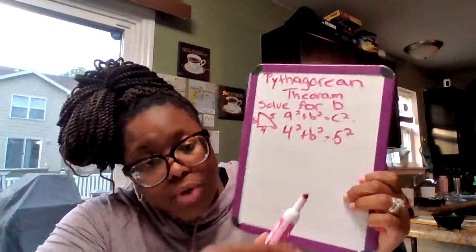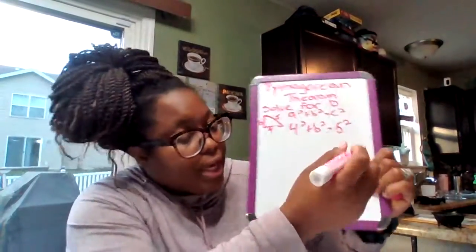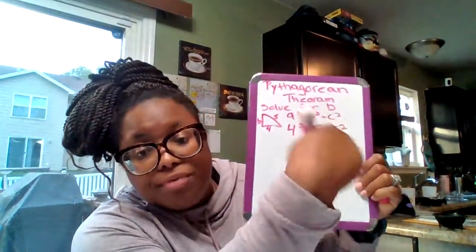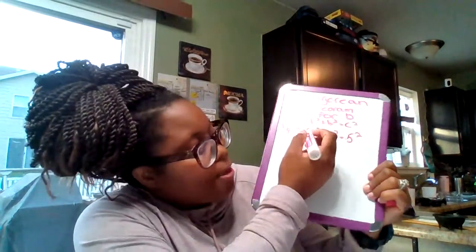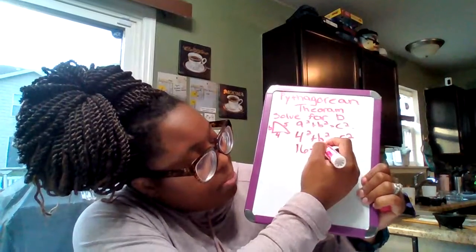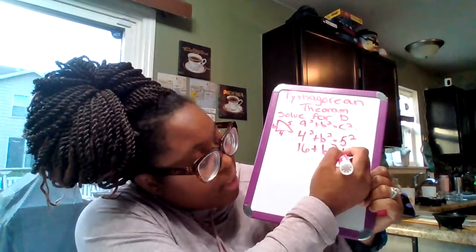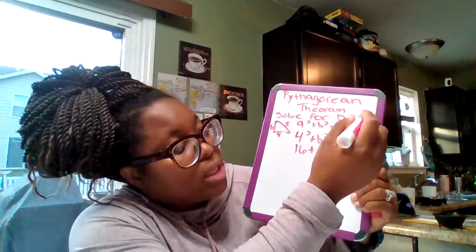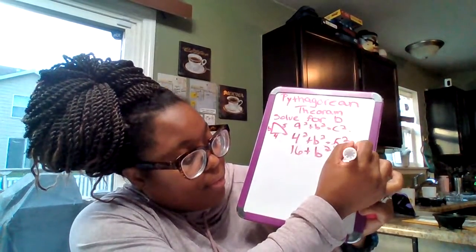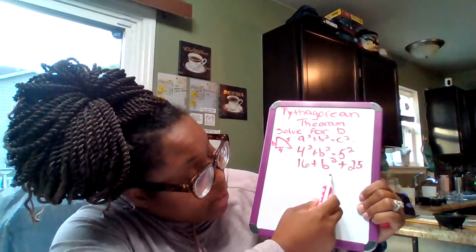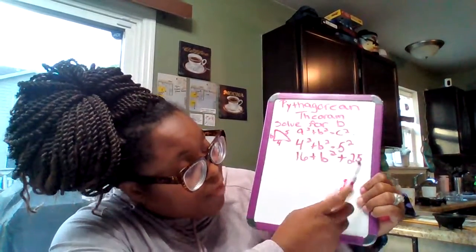Okay? So now we're going to go down and solve what we can from this. 4 squared just means 4 times 4. So 4 times 4 is 16, plus b squared, equals 5 squared. And 5 squared is going to be 5 times 5, which is 25. So now we have 16 plus b squared equals 25.